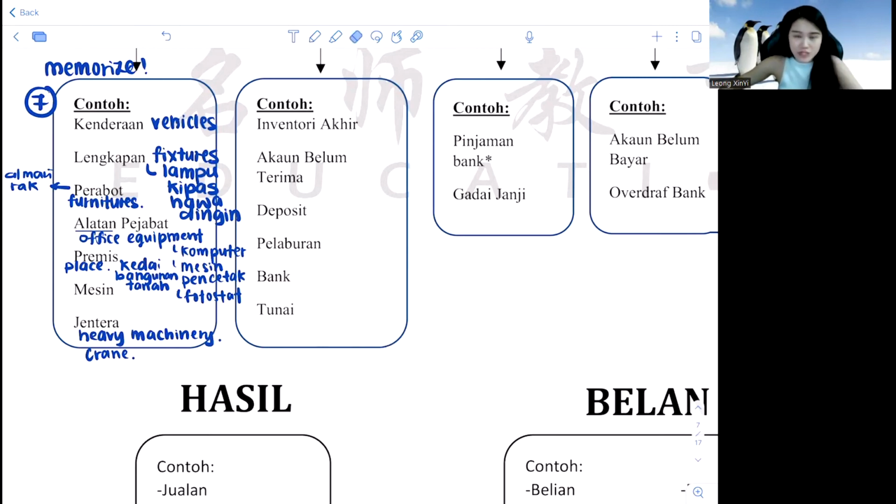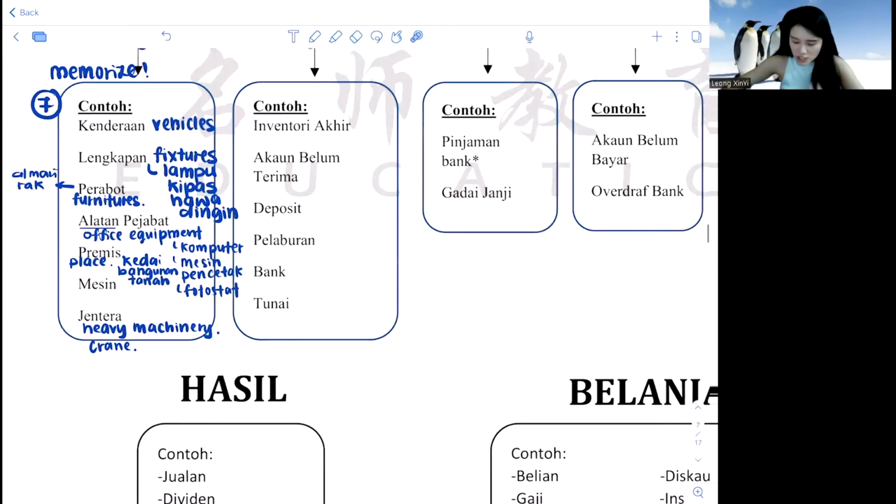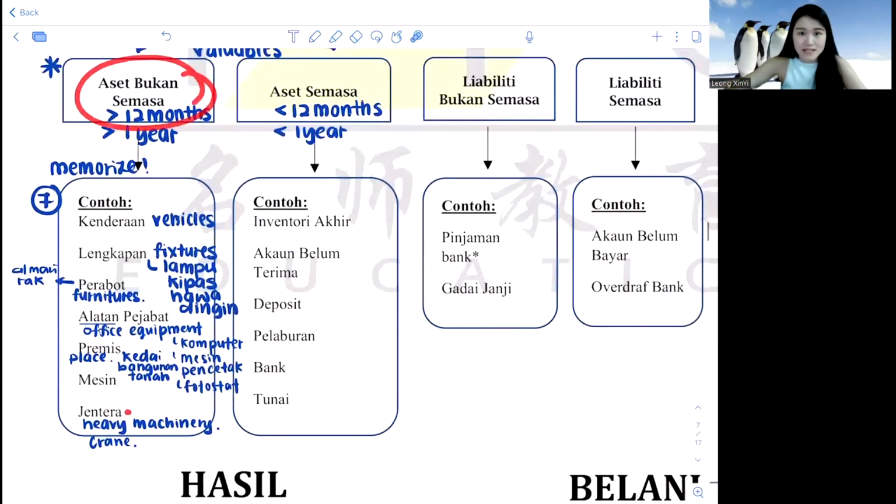They are heavy machinery. You need people to control it, drive it. So jentera, they don't change name one. So don't worry about the journeys that they will ask you. Just remember jentera is under asset bukan semasa will do.